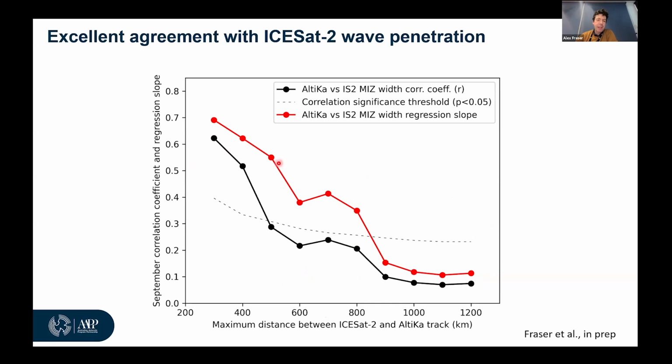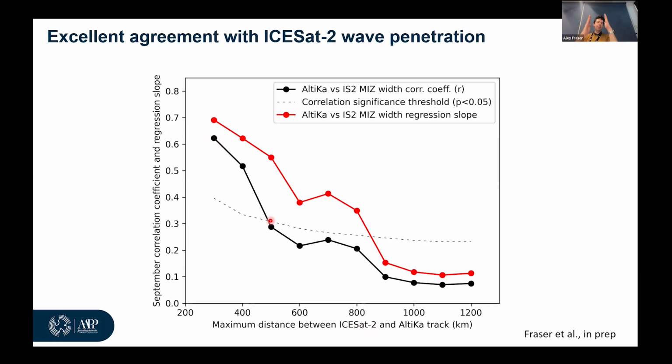The other thing we can do is we can match tracks between AltiKa and ICESat-2. And this is a fairly complicated figure here. On the y-axis, we have the correlation coefficient in black and the regression slope in red as a function of the distance between an individual ICESat-2 track and an AltiKa track. And we can see that as we get stricter on the separation between these two tracks, as we approach 0, then the correlation of MIZ width between these two instruments increases.